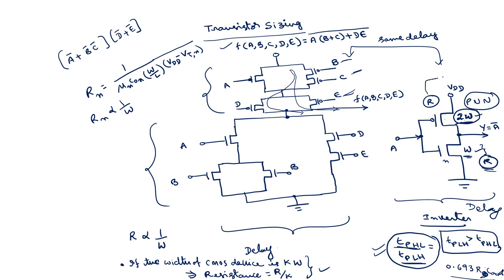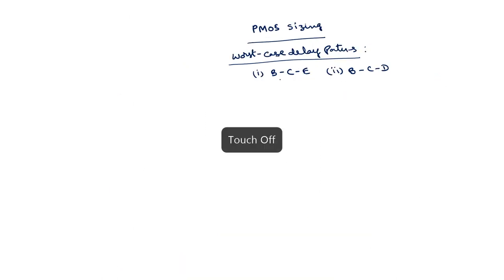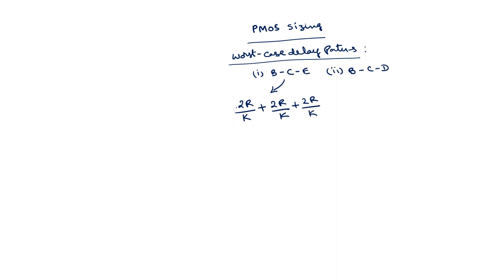The effective resistance should be R. So this entire network should have an effective resistance of R, and this entire network should have an effective resistance of R. So if I assume the resistance of B and C, E, because this is multiplied with 2, here this will be divided by K, this is 2R by K. If I consider either this path or this path, 2R by K plus 2R by K plus 2R by K. This 2R by K corresponds to B, this 2R by K corresponds to C, this 2R by K corresponds to E.